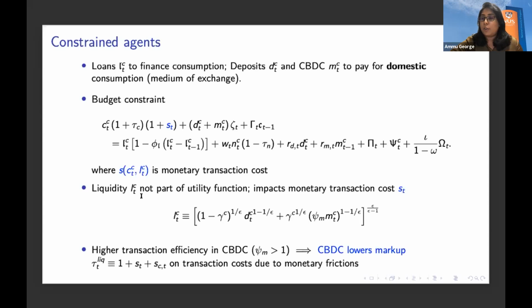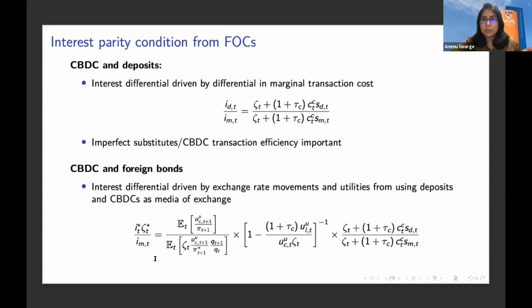The liquidity services available to constrained agents comprise both deposits and CBDC. And CBDC, due to transactional efficiency, provides more liquidity than deposits. That is indicated by this Xi coefficient, which is greater than one. This means that when they use more CBDC, this lowers the markup associated with the monetary transaction cost while spending, which makes the consumption spending more efficient. Also, this markup tax, which is the liquidity tax, has implications on the marginal rate of substitution of the constrained agents between their labor hours and consumption.